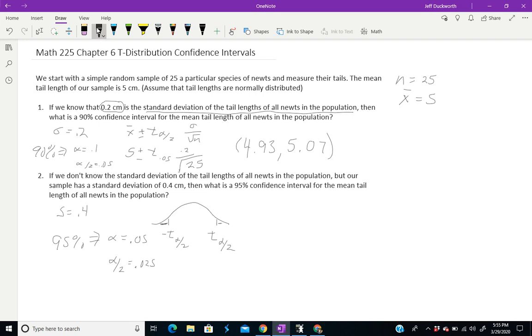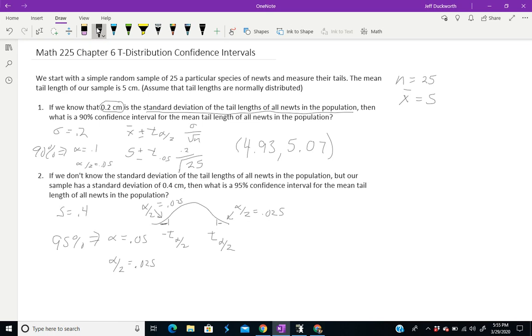But it doesn't matter which one you put in, because since you're adding and subtracting, if you add a negative, it's a subtraction. If you subtract negative, it's addition. So you're still going to get the same two values. So this area here is alpha over 2. This area here is alpha over 2, and that equals 0.025 and 0.025. So we have the same situation as we did above.